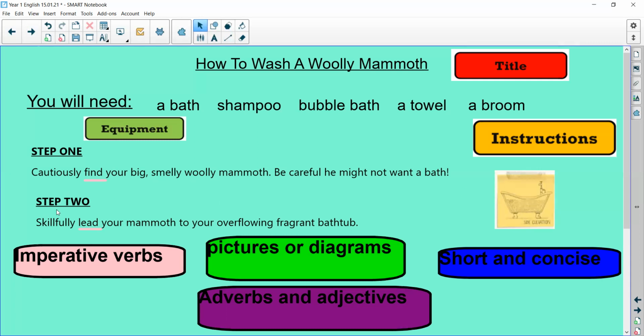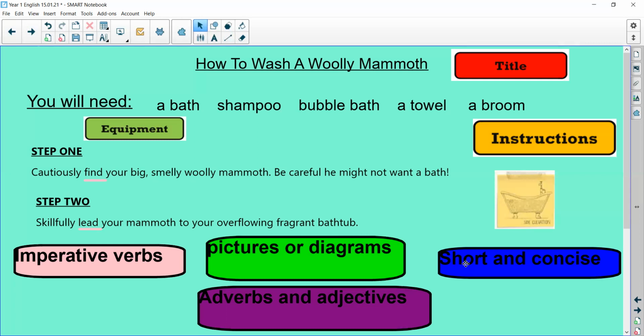I'm going on to my second step, step 2. Skillfully lead your mammoth to your overflowing, fragrant bathtub. So what have I done? I have used an adverb. I've looked at what appropriate verb would be, an imperative verb, and then I've written my sentence. Skillfully lead your mammoth to your overflowing, fragrant bathtub.